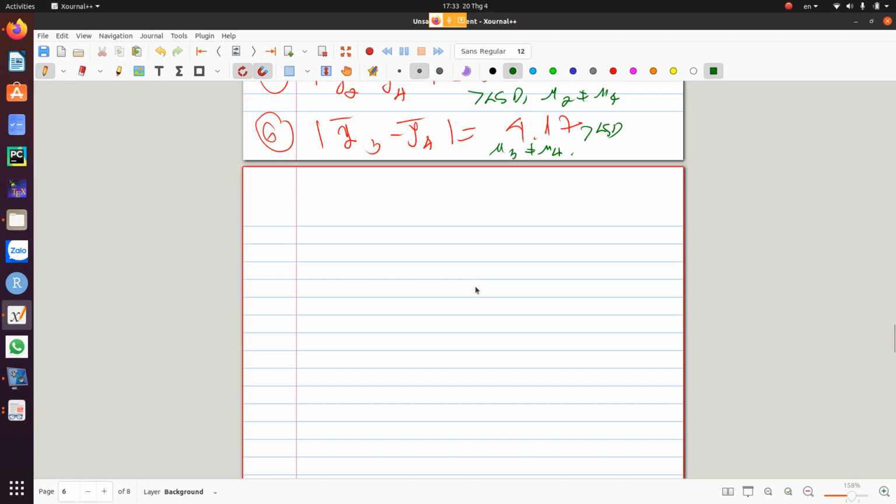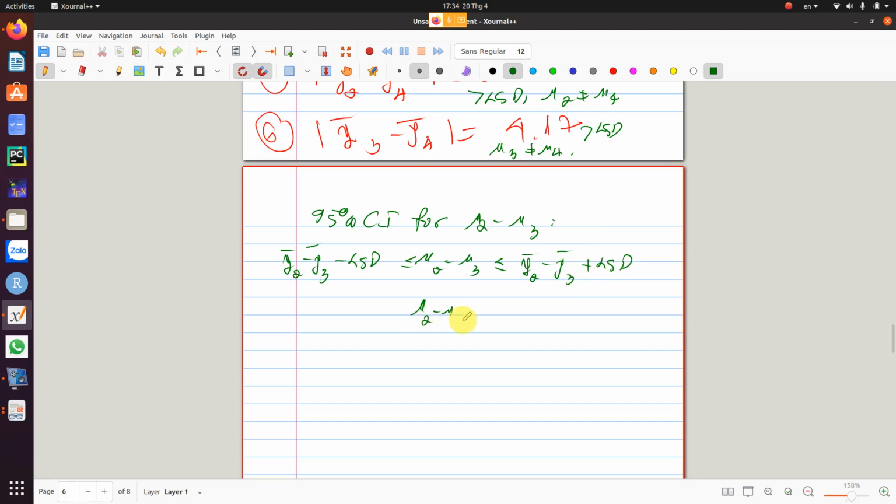So we are able to answer the question about the comparison test. Maybe we are also able to get the conclusion about the 95% confidence interval for the true difference between mu2 and mu3. Based on the formula, mu2 minus mu3 will be between y2 bar minus y3 bar minus LSD and y2 bar minus y3 bar plus LSD. LSD you already have. Hence, I want you to use your calculator and we confirm.